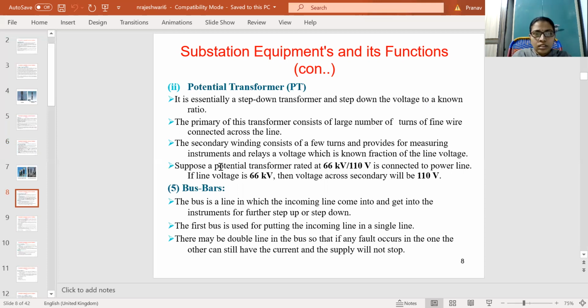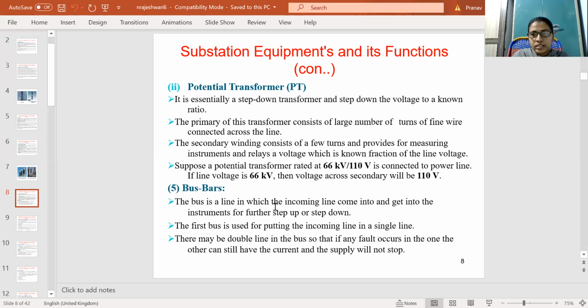Suppose a potential transformer rated at 66 kV by 110 volts is connected to the power lines. If the line voltage is 66 kV, the voltage across the secondary will be stepped down to 110 volts.